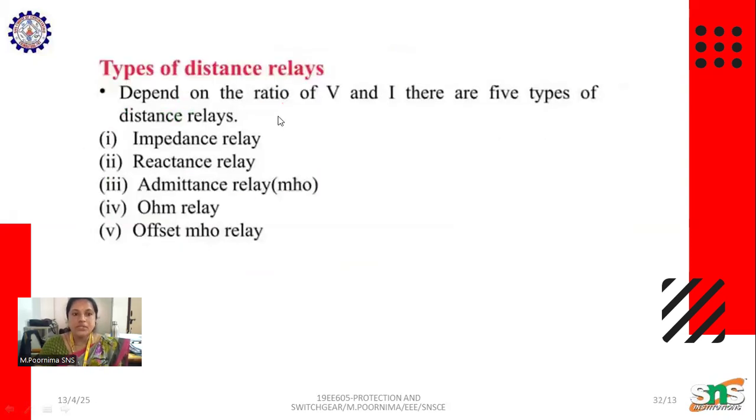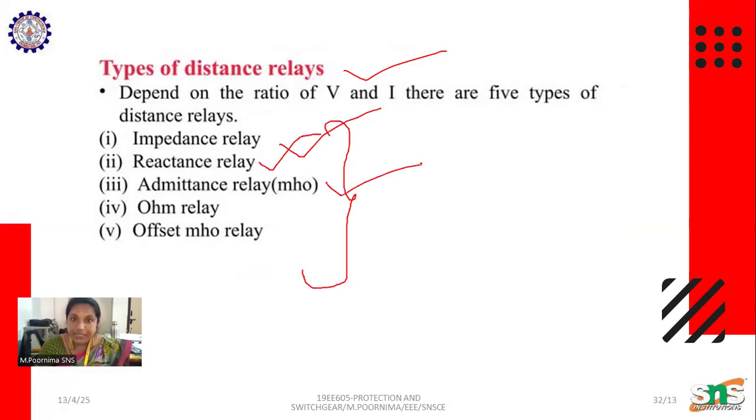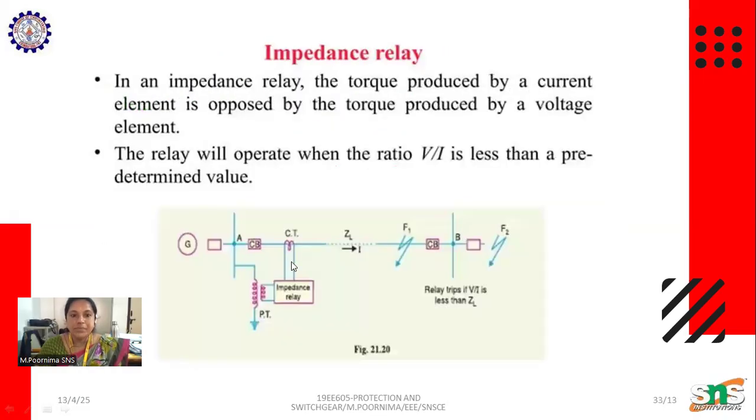Okay. Now coming to the types of distance relay, we have so many types of distance relay. Depending upon the V by I ratio, we differentiate them into 5 types. One is impedance relay, next is reactance relay, next is admittance relay, next is mho relay, and next is offset relay. The first relay is very important, and we can see them one by one in upcoming classes. So the first one is impedance relay.